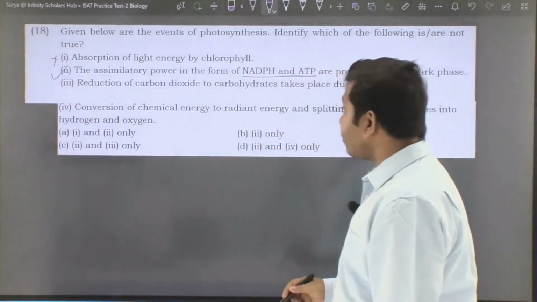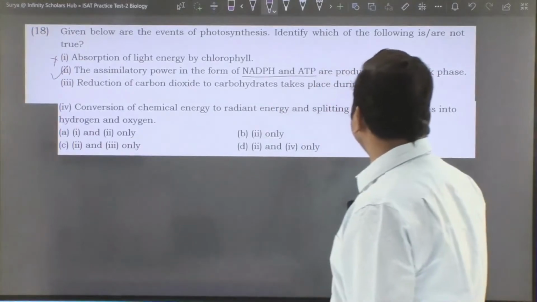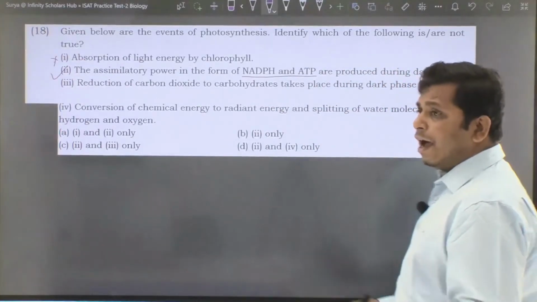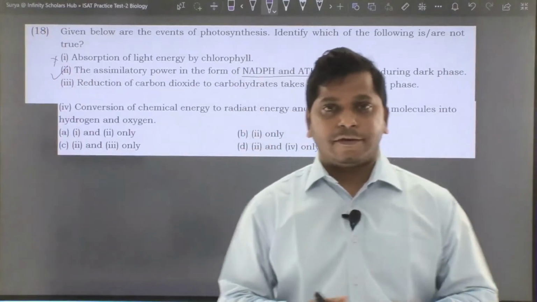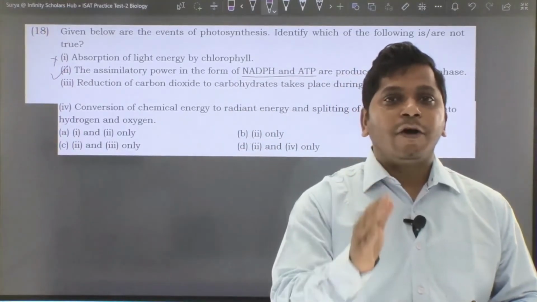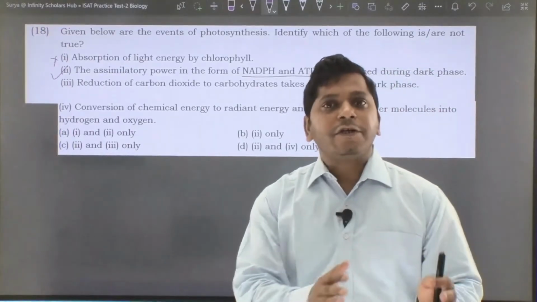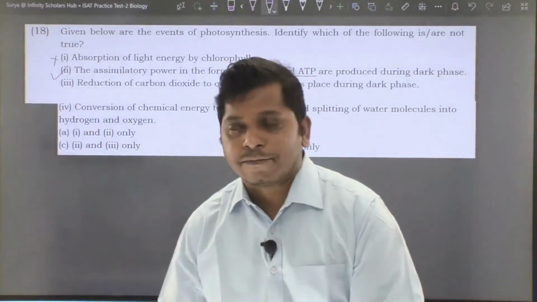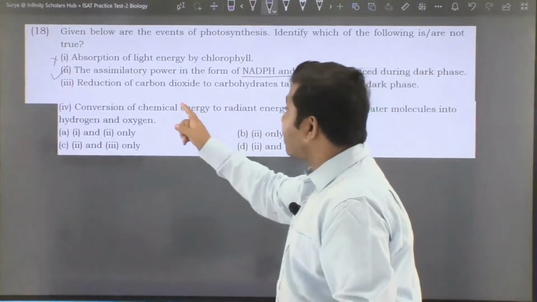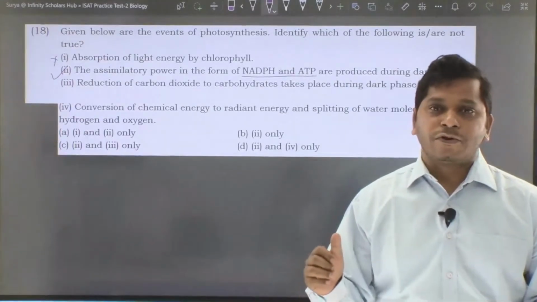Okay. Reduction of carbon dioxide to carbohydrate takes place during dark phase. As we know that photosynthesis is an oxidation reduction process in which the water molecule is oxidized. And what does it produce? So during the process of oxidation, it produces molecular oxygen. And the carbon dioxide is reduced at the same time to produce glucose, right?